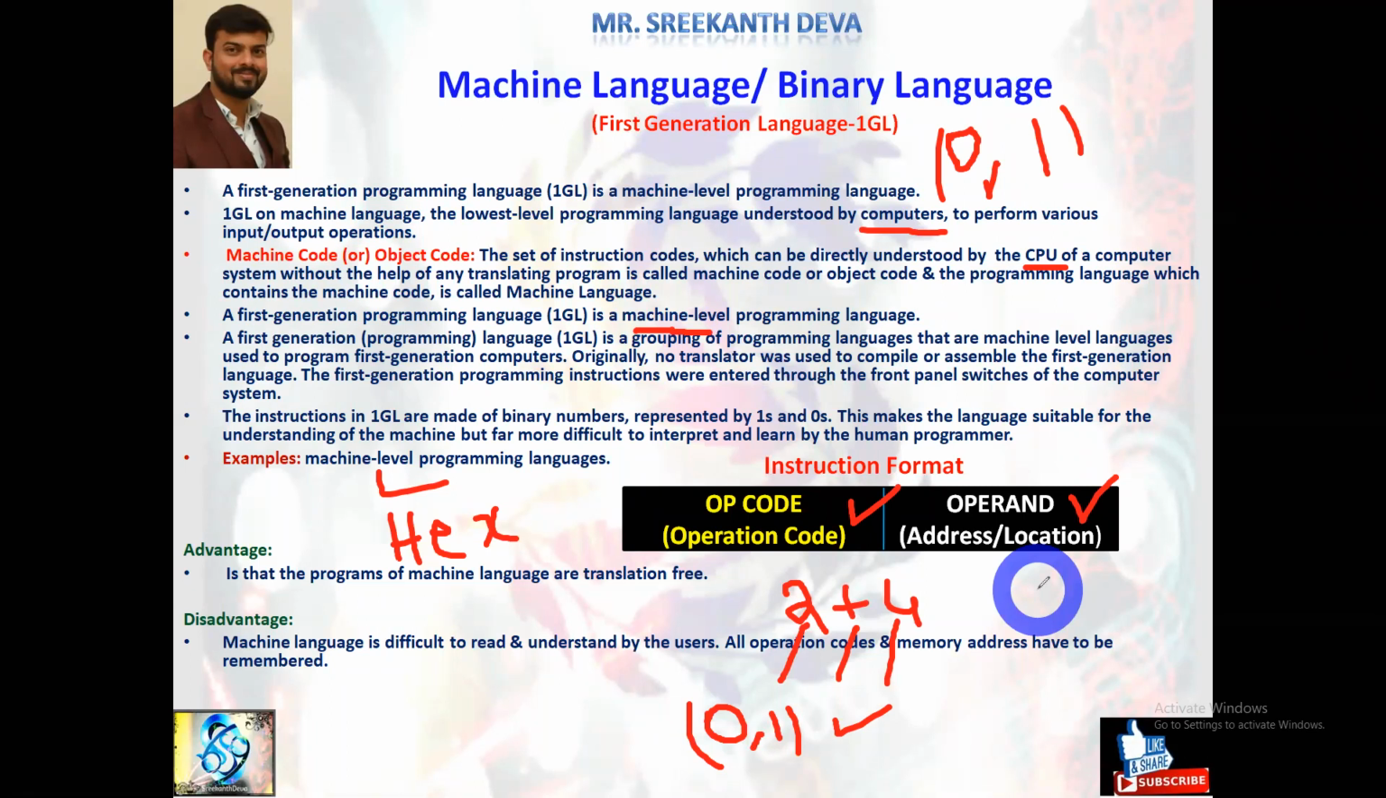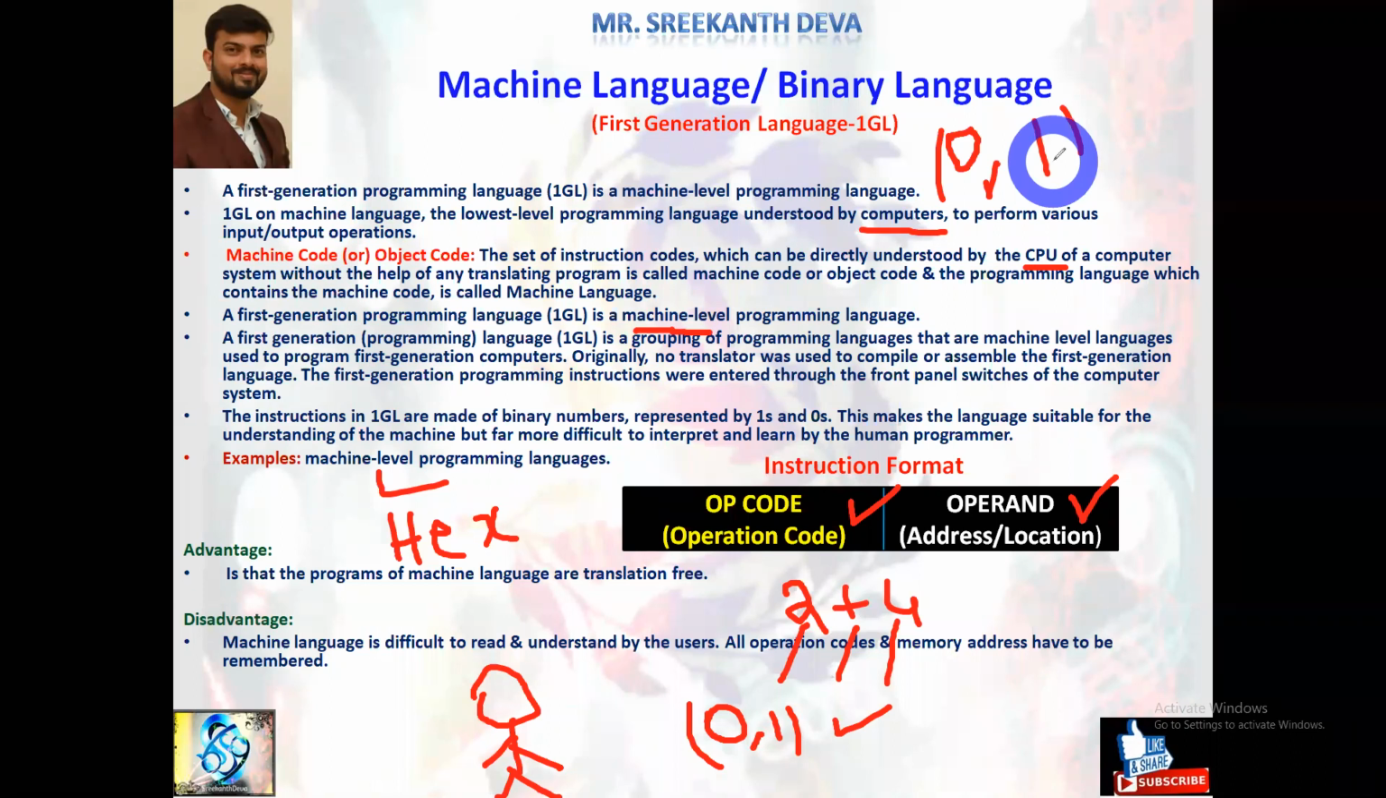Okay, see, it is very difficult for the user to interact with this machine level language or binary level language of first generation computers. There are several advantages and disadvantages. The major benefit of machine language is that programs in machine language are translation free. There is no language translator in the first generation language, and programs can be directly executed by the computer. Programs written in machine language are executed very speedily and efficiently by the processor of the computer system.